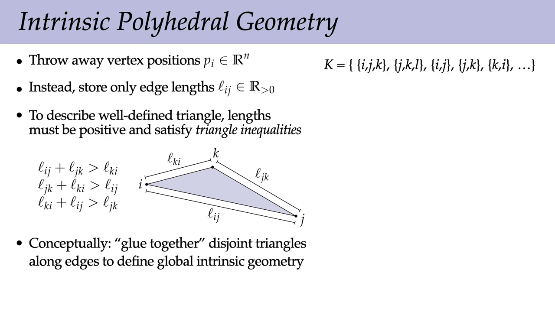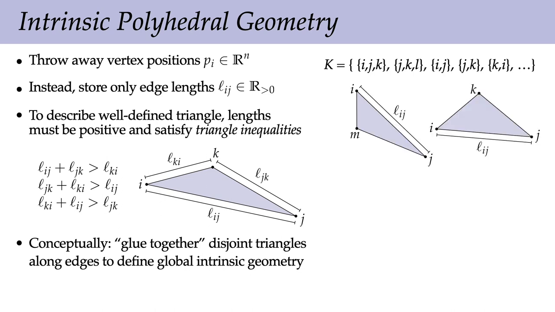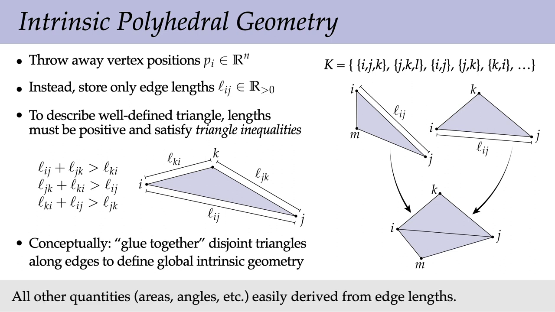So again, we start with our abstract connectivity. Each triangle independently we can construct from these edge lengths. And because neighboring triangles share an edge, they can be glued together at least locally while preserving these lengths. Okay? And actually, just like the extrinsic case, all the other quantities that we care about, like areas and angles and so forth, are easily derived from these edge lengths. Okay, we'll see that in a moment.